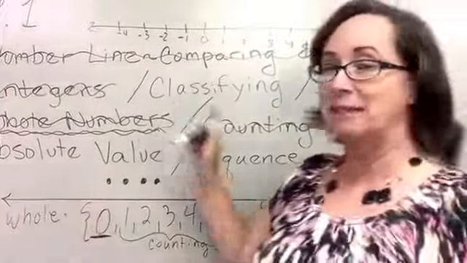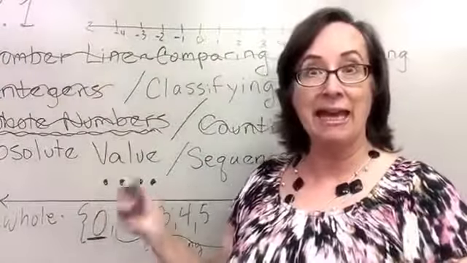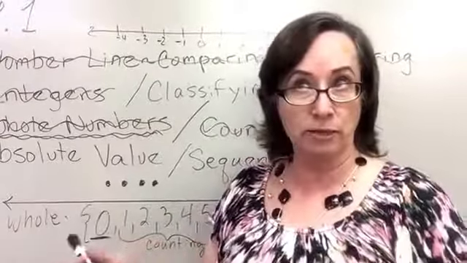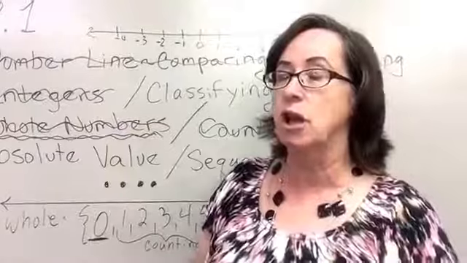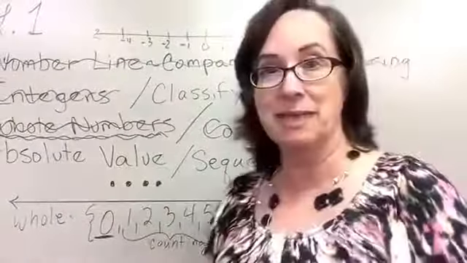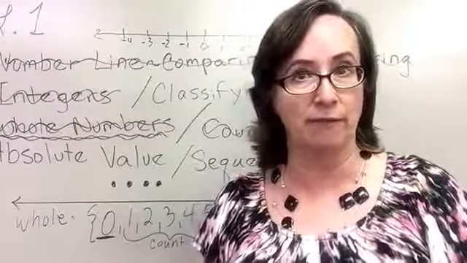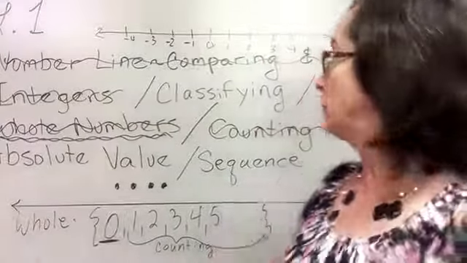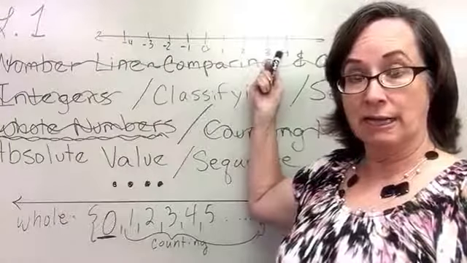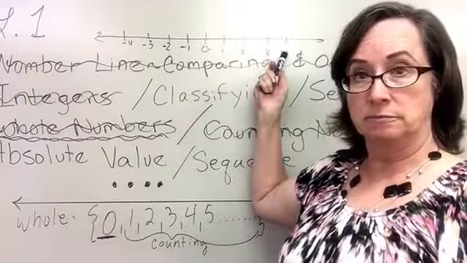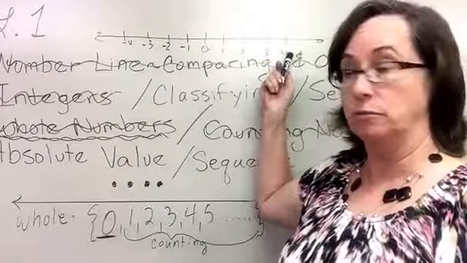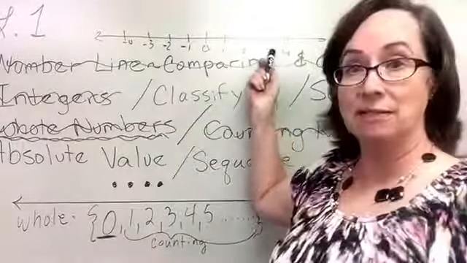Now, when I am classifying numbers, I am deciding what kind of a number they are. Are they whole numbers? Are they counting numbers? Are they integers? Okay, and sometimes they belong in several of those groups. In other words, 3 is a counting number. I can have 3 bowls or 3 cups or 3 spoons, okay? 3 is a counting number.